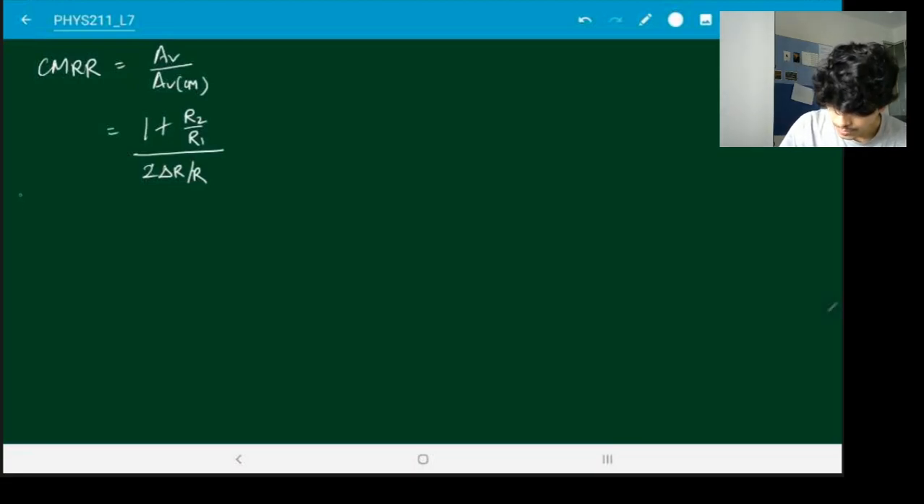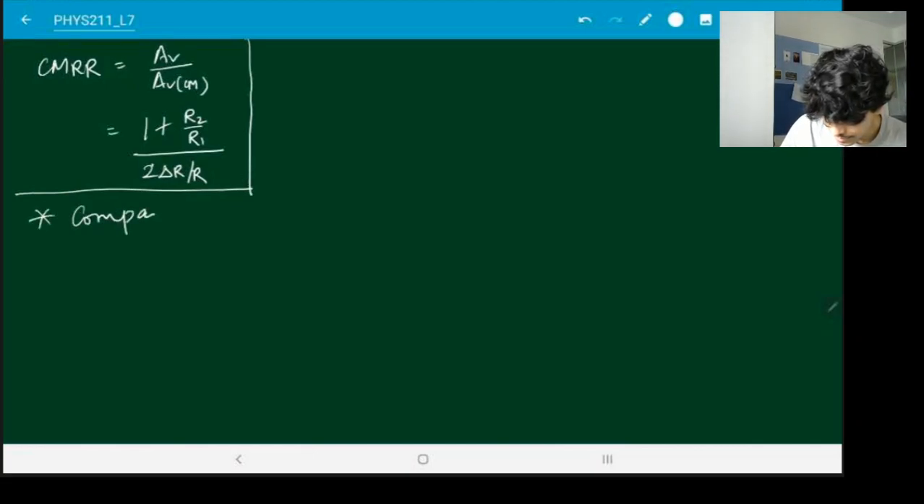So the next topic we are looking at is the use of op-amp as a comparator. As the name suggests, a comparator is just going to compare two values. Let's draw the circuit for this. It's probably the easiest circuit that you will ever draw in this course.